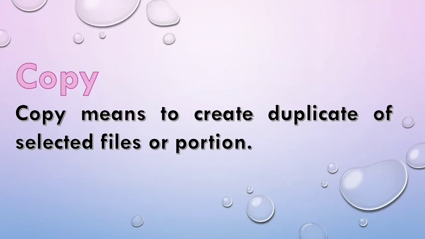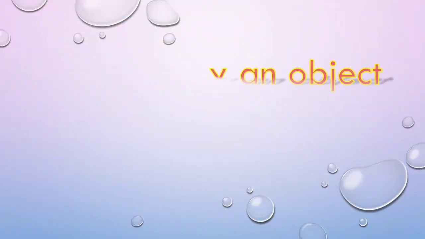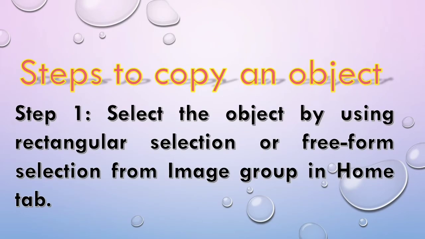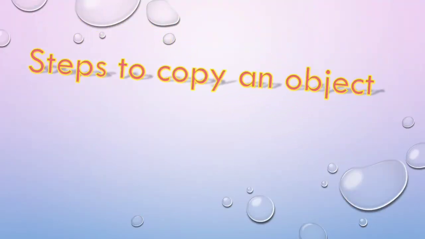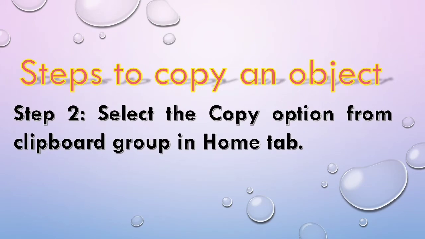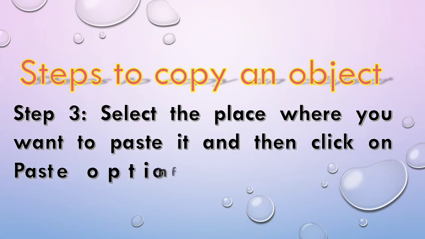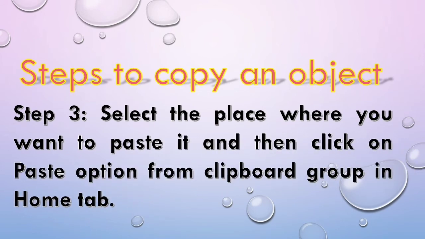Now, copy. Copy means to create a duplicate of the selected files or the selected portion. So here are the steps to copy an object. First, select the object by using rectangular selection or freeform selection from the Image group in the Home tab. After that, go to step 2: you can select the copy option from the Clipboard group in the Home tab. After that, step 3, you can choose a place to paste your drawing or the copied portion.